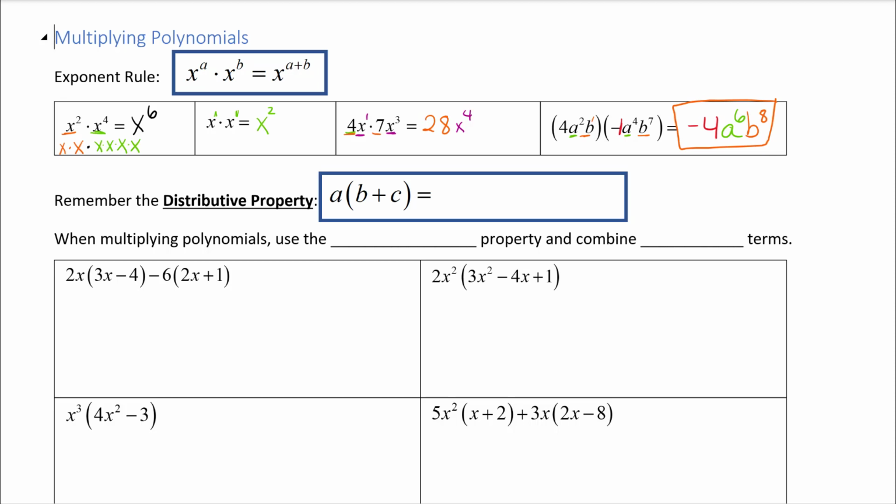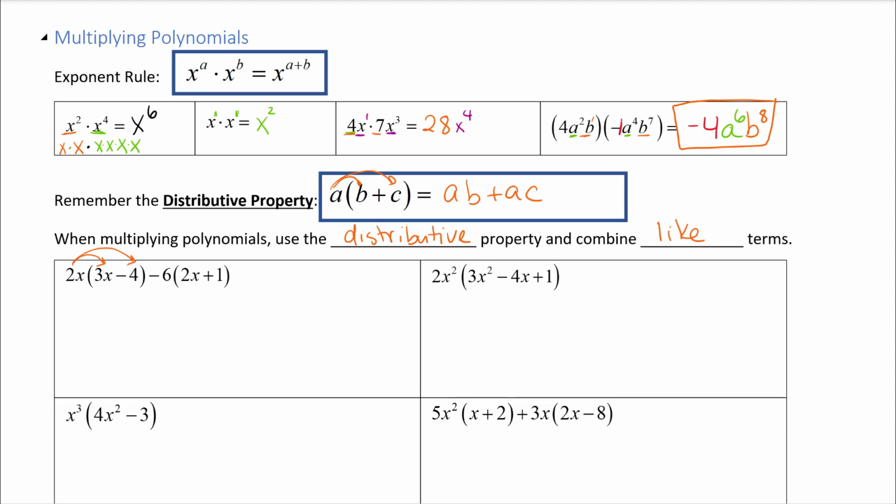Okay, before we do some more polynomials, remember the distributive property. The distributive property says a times (b plus c) equals ab plus ac. So when you're trying to multiply polynomials, make sure you first use the distributive property and then combine like terms. Now when you multiply, you might have to use the exponent rule, which is why we just went over it.